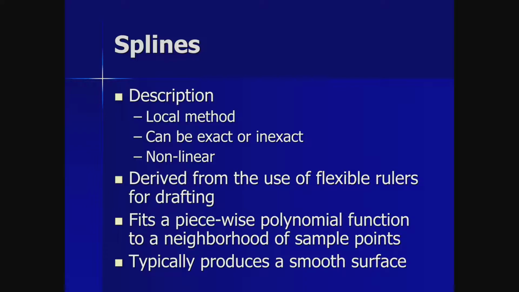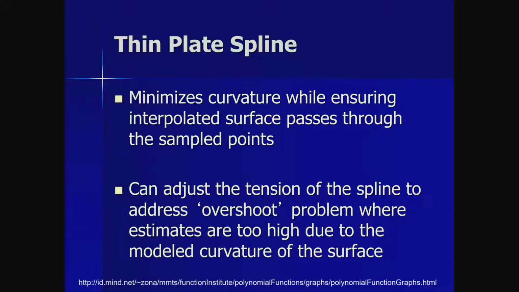And this was derived from the use of flexible rulers for drafting, which are called splines. And so we're fitting a bunch of flexible rulers. It's a piecewise polynomial function. So just like we talked about the global trends, this is the same kind of math, but we're just doing this on a piecewise basis. They typically produce a pretty smooth surface, so it's often used a lot for cartographically pleasing output.